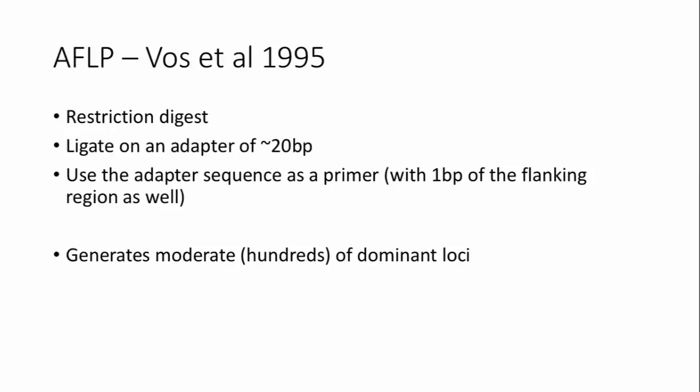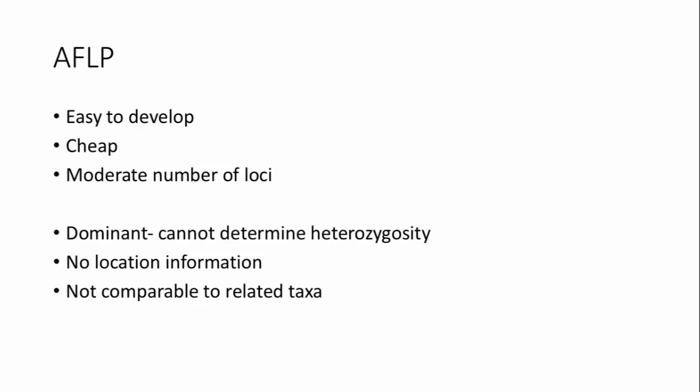We call this dominant. So it ends up being a drawback of this kind of marker, as we can't do a lot of population genetics with it. Furthermore, they don't give us a lot of location information on where these restriction sites are in the genome.